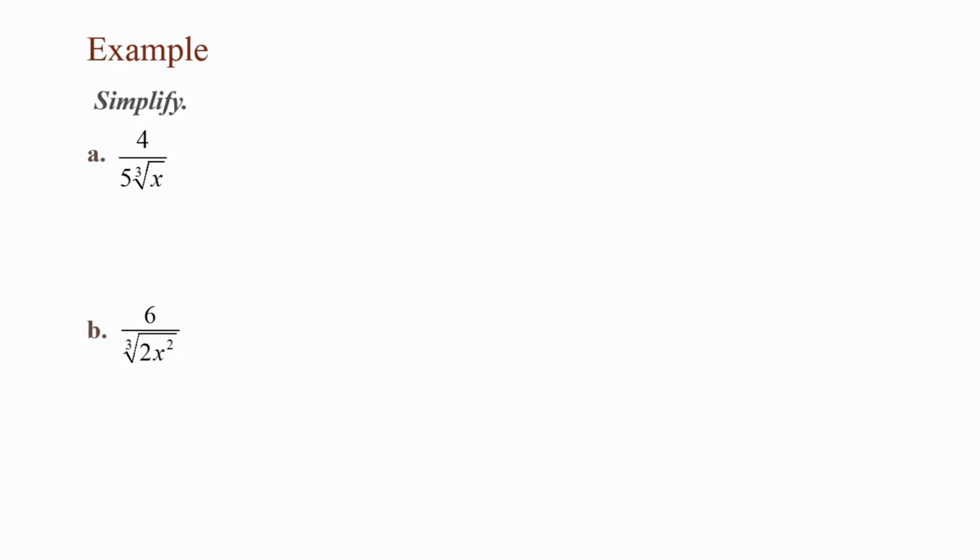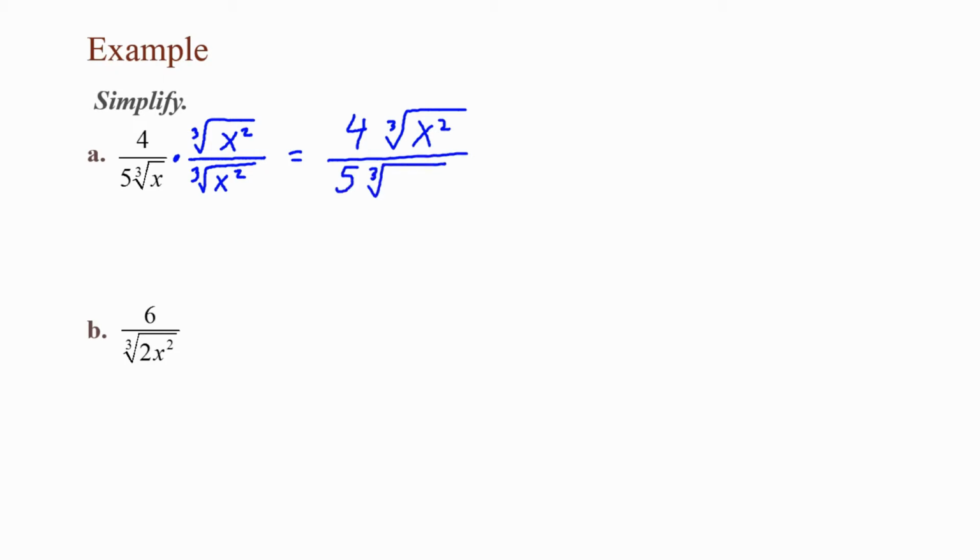For these examples, I want to simplify. For part A, I have 4 divided by 5 times the cube root of x. In order to take the cube root, I would have to have at least x to the 3rd. 5 is on the outside, so I don't have to worry about that. So if I multiply the cube root of x by the cube root of x squared, I should end up with the cube root of x cubed. Multiplying top and bottom by the cube root of x squared, my result is 4 cube root of x squared divided by 5 cube root of x to the third, which gives me the final answer of 4 cube root of x squared divided by 5x.